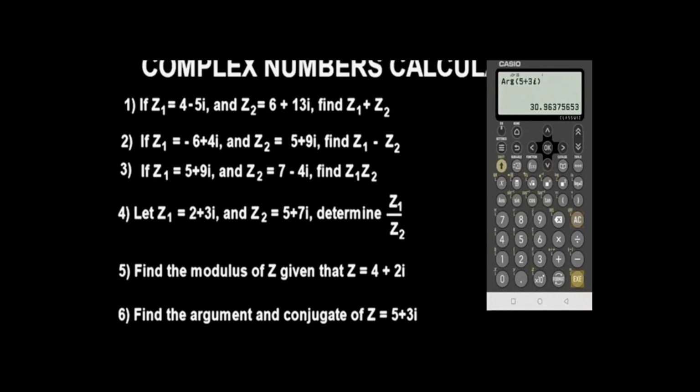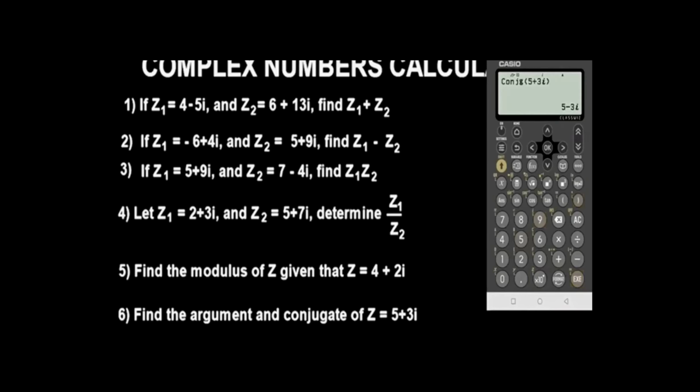Press equal to execute C. So lastly, to get the conjugate, go to catalog, complex option. Navigate down to conjugate, press execute. Conjugate of 4, 5 plus 3i (shift and this button), close the bracket. So that's it, guys. The conjugate is 5 minus 3i.